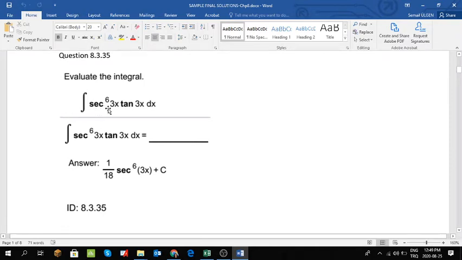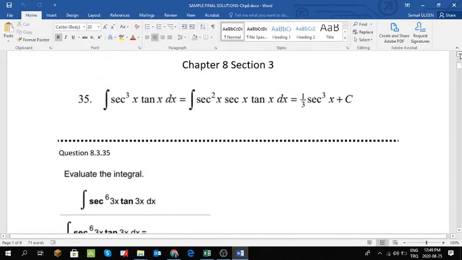We have secant to the 6 of 3x times tangent 3x dx. How would you evaluate that? Let me show you a similar question, the idea of how you would proceed. This is secant cubed x tangent x dx. Look, we have tangent 3x here, but we have tangent x here. The power of tangent is 1.